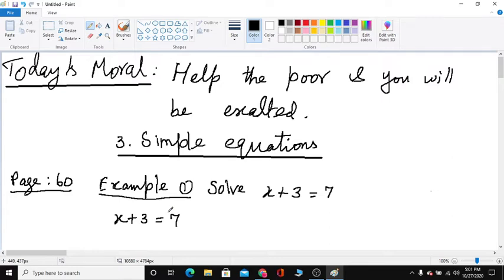Now we have to keep only the variable x on the left hand side. This plus 3 we have to cancel on the left side, without transposing the term. Now how do we remove that plus 3? By adding minus 3 on both sides we can cancel it. So first you have to add minus 3 on both sides.